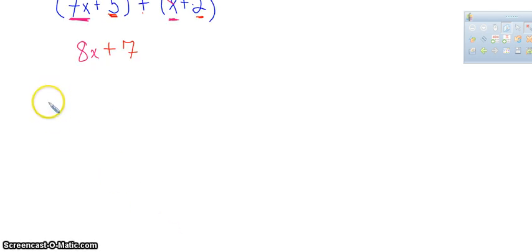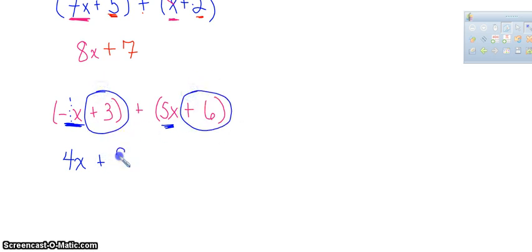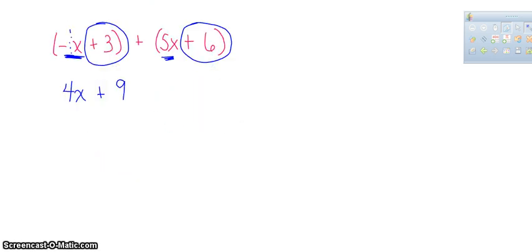Let's look at another one. What if I have negative x plus 3 plus 5x plus 6? We have to add the ones together that are the same. I have negative x and 5x. Remember, negative x is like a negative 1, so that gives me 4x. Then if I add the numbers, 3 and 6, that gives me 9, and that is my answer.